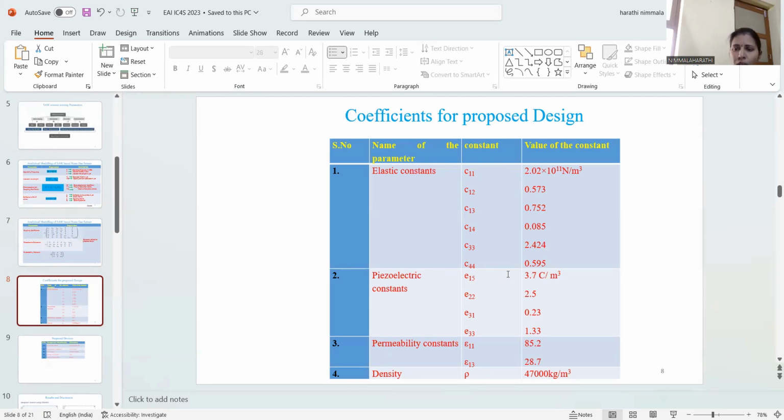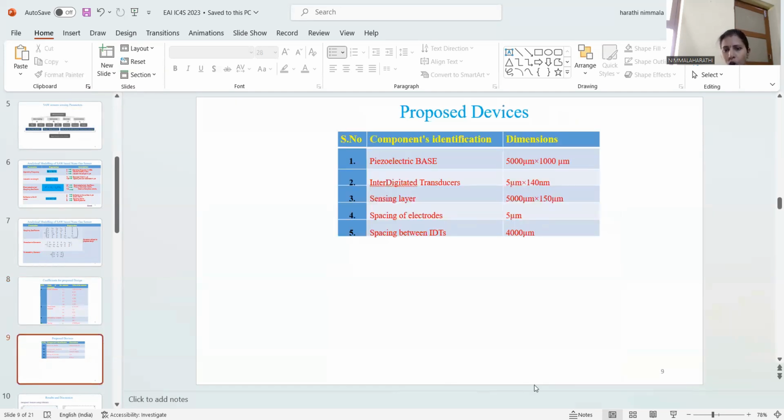Now we have taken the piezoelectric substrate to work in the XY plane, and with this XY plane, we have defined the elastic coefficients and the piezoelectric coefficients. And the density is considered to be 47,000 kg per meter cubed for this particular piezoelectric material. And with these design constants, we have designed this in COMSOL by using these dimensions.